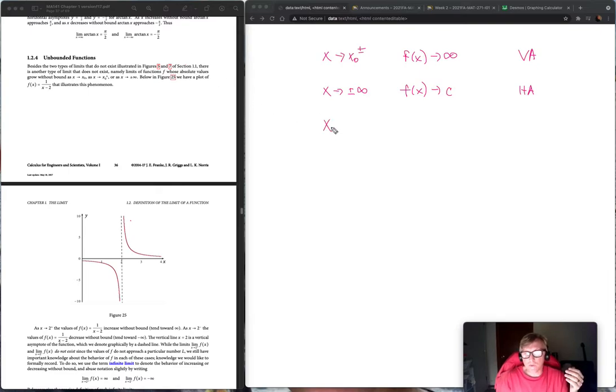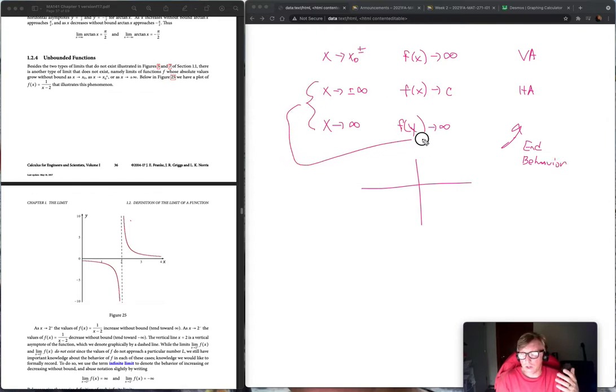Now, what happens if they're both infinity? Like, what if x is approaching infinity and f of x is approaching infinity? Well, that means you have a function that's, as you go off to the right, the function is going way up here. And you might have learned about that in a pre-calculus class. This is what you used to call end behavior, right? So this kind of thing is called end behavior.